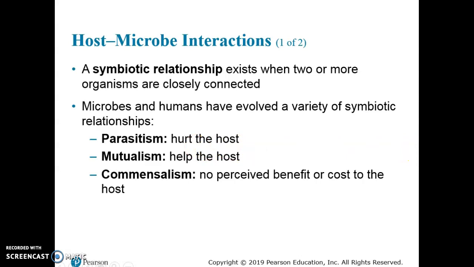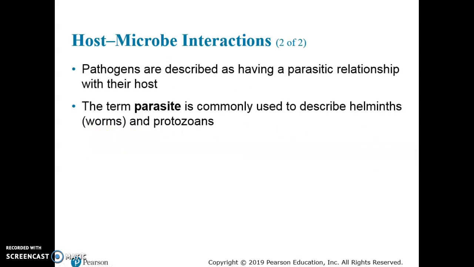But one example of the parasitism would be the E. coli, that when it's in the GI tract, it's going to be mutualism, but if it makes its way to the urinary tract system, then it's going to become basically a parasite. It's going to cause disease. All right, so pathogens have a parasitic relationship. They are a pathogen. They cause disease.